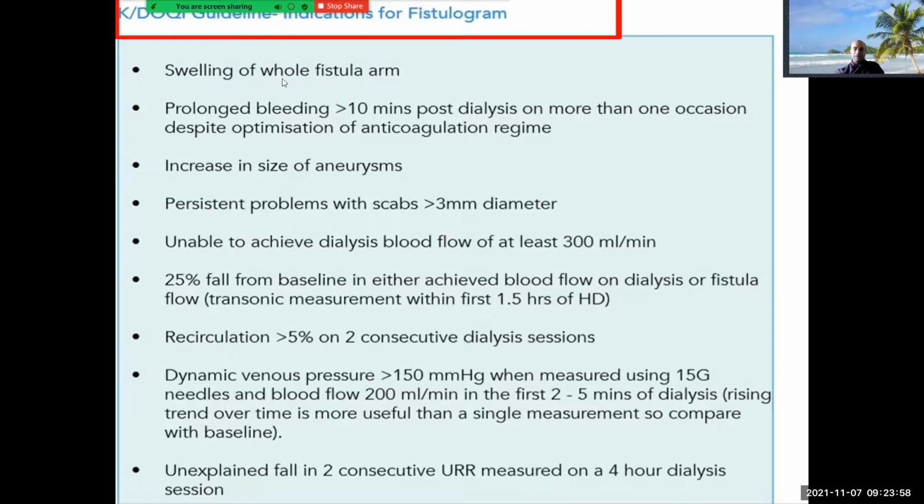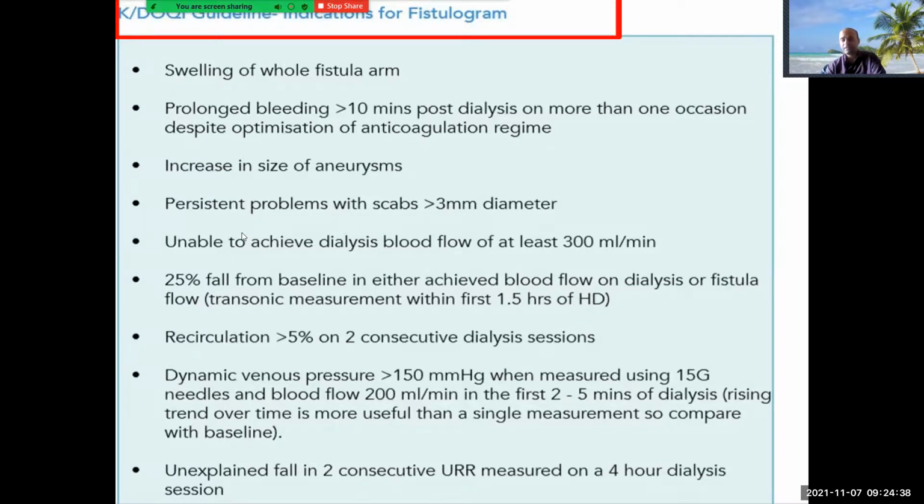And then the indications for fistogram: swelling of the whole fistula arm, prolonged bleeding more than 10 minutes post-dialysis on more than one occasion despite optimization of the coagulation regimen, increased size of the aneurysm, persistent problem with clots more than 3 millimeters in diameter, unable to achieve dialysis blood flow of at least 300 ml per minute, a 25% fall from baseline, and failure to achieve the blood flow on dialysis or fistula flow by transonic measurement within the first 1.5 hours of dialysis.